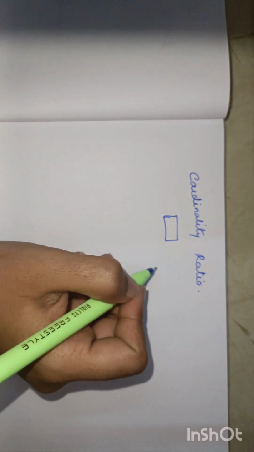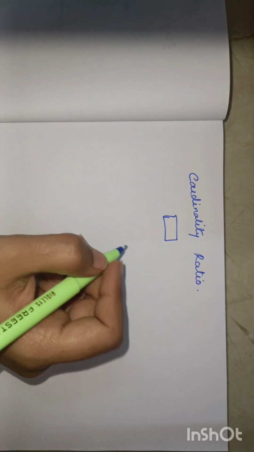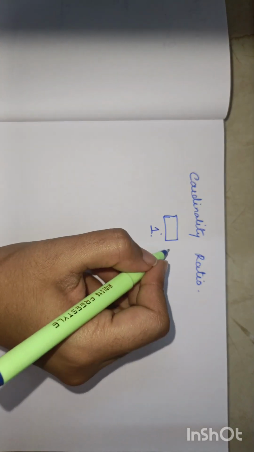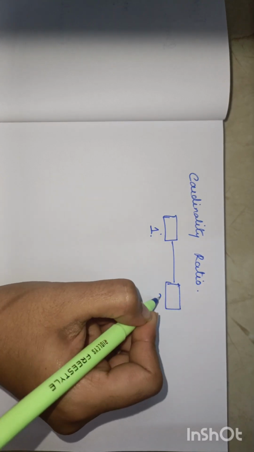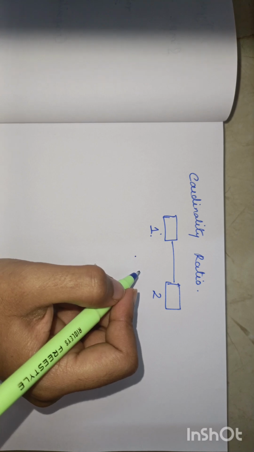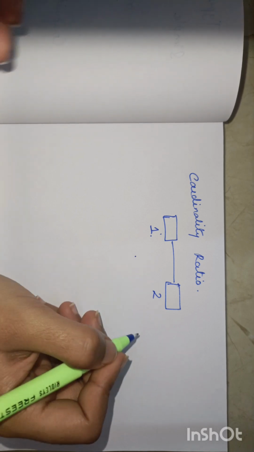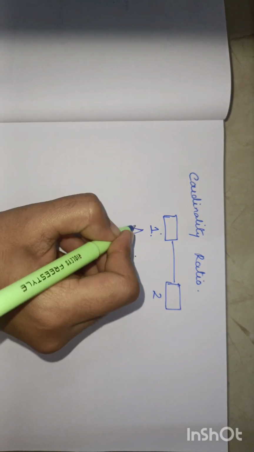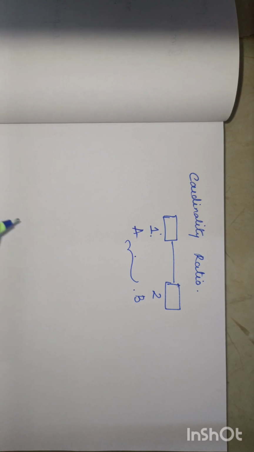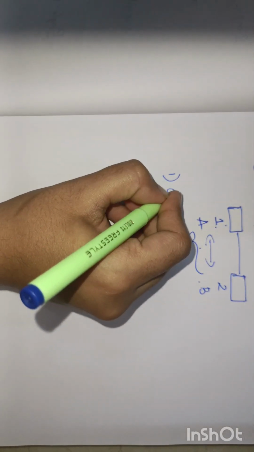Next we have the cardinality ratio. The cardinality ratio describes the number of instances of one entity associated with the number of instances of another entity. Basically, it specifies how many instances of an entity participate in a relationship with instances of another entity. How is entity A related to entity B? With how many instances, or with what possibilities, are these two related? There are three types. Now you will understand better.